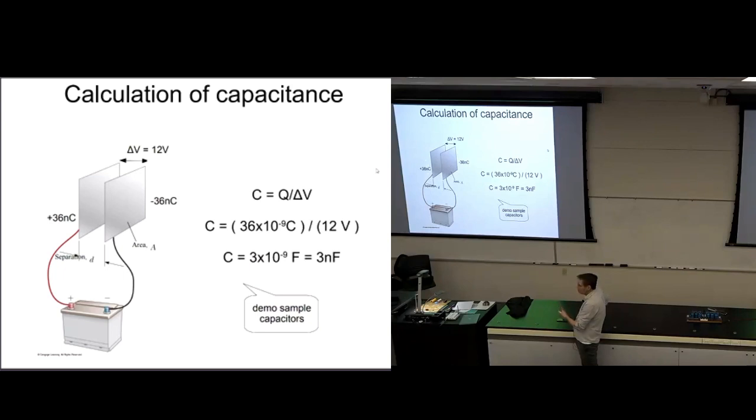So remember, a coulomb is a huge amount of charge. You'll never have that in an electrical circuit. Amounts of charge in electric circuits are nanocoulombs or picocoulombs. So with a car battery, we've got 36 nanocoulombs of charge, positive and negative charge on the two plates. We're just dividing it by the voltage supplied by the car battery, and that gives us a capacitance of 3 times 10 to the minus 9 farads. That was the unit of capacitance.